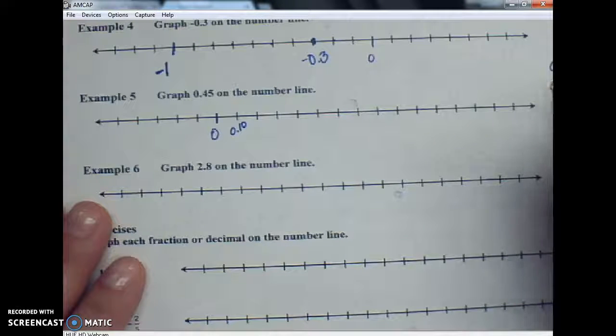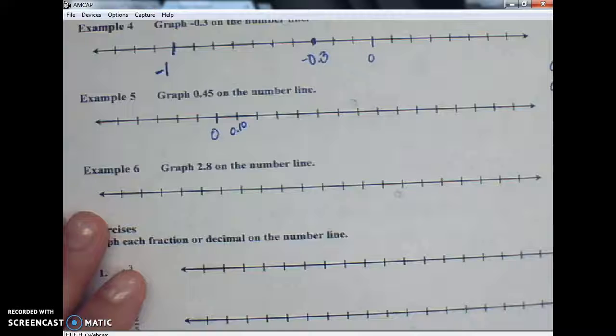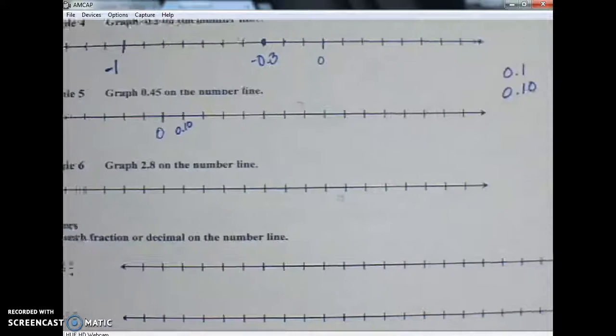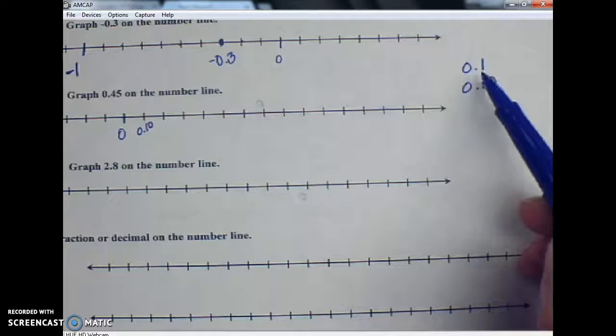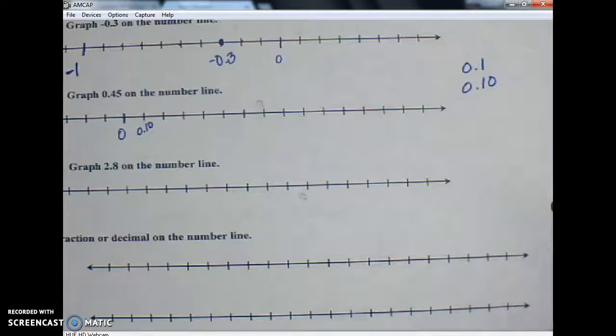1/10 is the same thing as 10 hundredths. It reduces, right? 10 hundredths reduces to 1/10. It's the exact same thing. 1/10 and 10 hundredths is the exact same thing. It's a different way to think about it. When you write out money, if you write 0.1, it's the same thing as 10 cents.